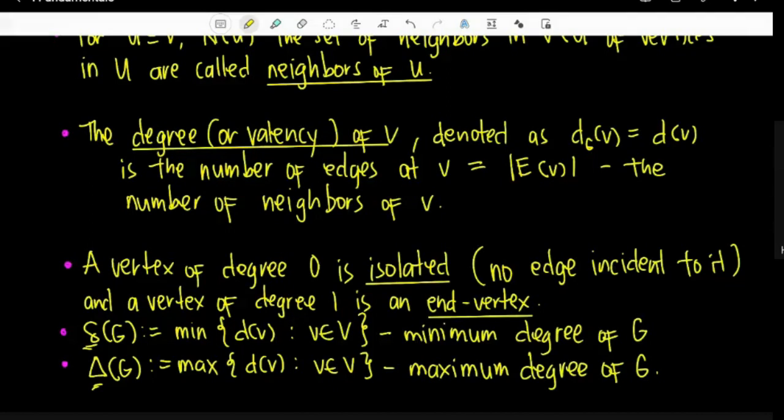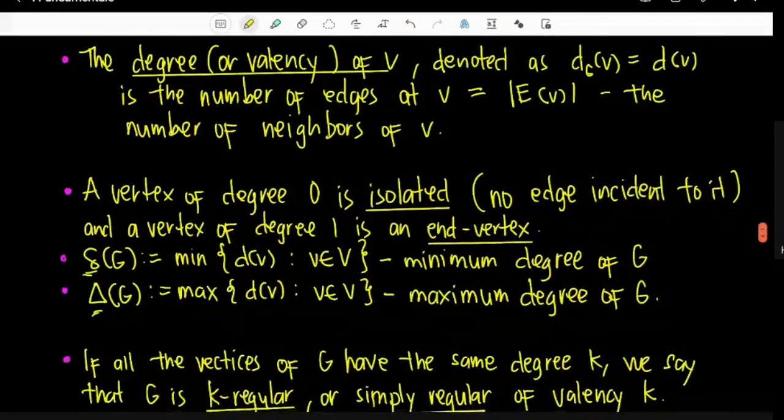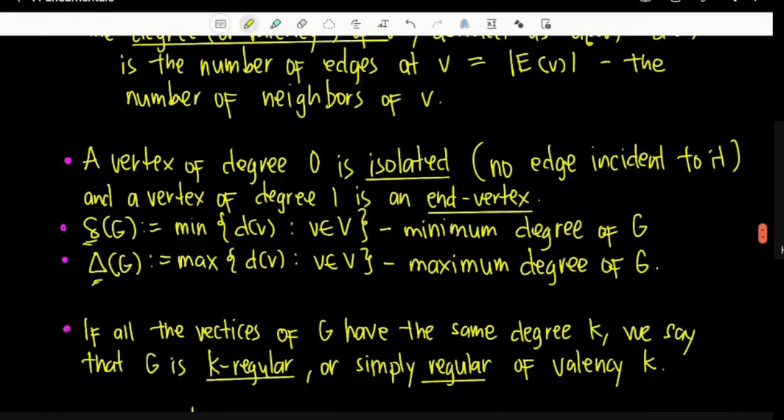So, all you need to do is to count the degree of each vertex, and whatever the lowest value is, is the minimum, and whatever the highest value is, is the maximum. So, the lowest value will be your small delta, the highest value will be your capital delta. All right. Now, there are some graphs where the degree of each vertex is the same all throughout.